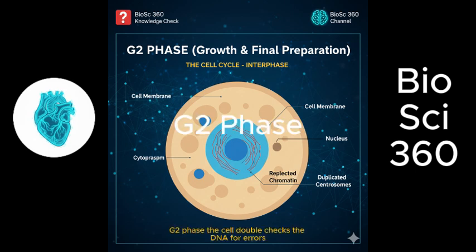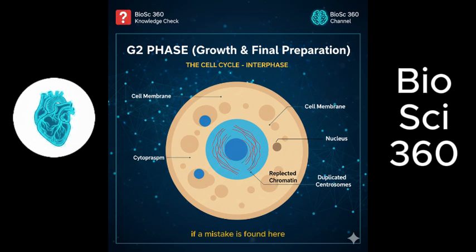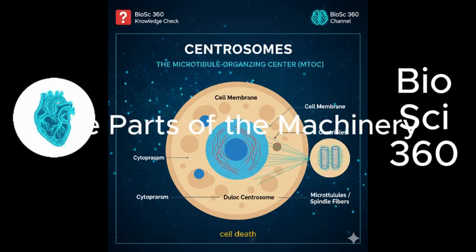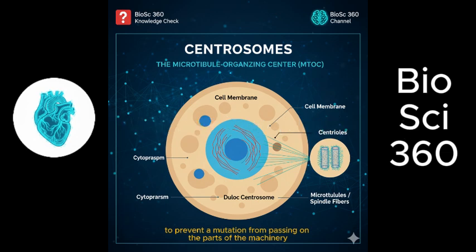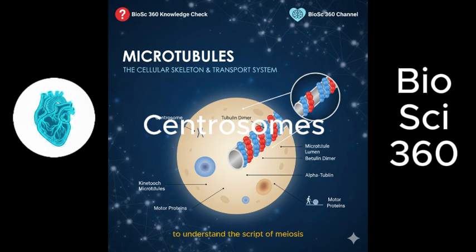G2 phase. The cell double-checks the DNA for errors. If a mistake is found here, the cell may undergo apoptosis, cell death, to prevent a mutation from passing on. The parts of the machinery. To understand the script of meiosis, you must know the actors.